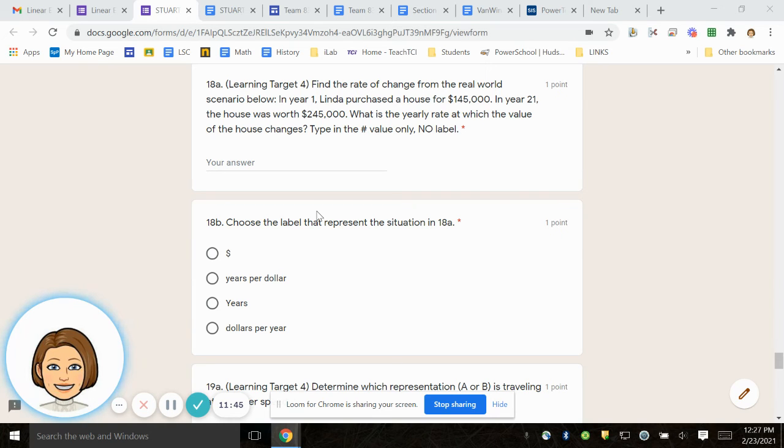Number 18a, you're going to be given a real-world situation and you need to come up with 2 points. Okay, think about what we always tell you X is. Find the rate of change from the real-world scenario below.